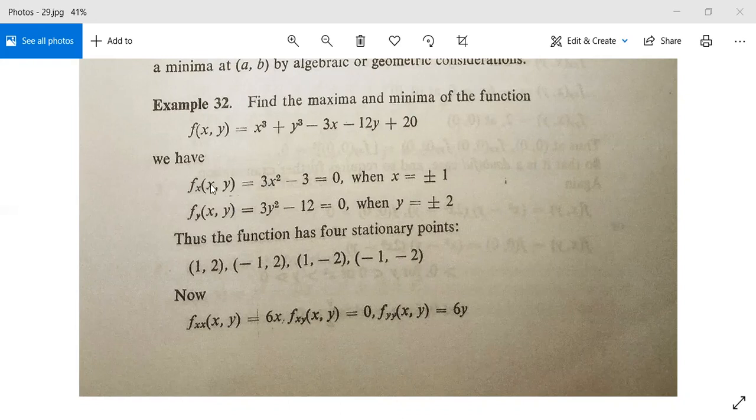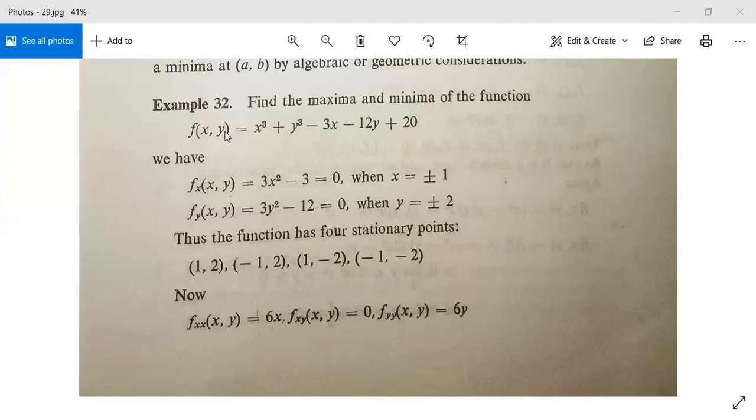This means we have to partially differentiate f(x,y) with respect to x. After differentiation it will be 3x square minus 3, because the derivative of y cube is 0, minus 3 comes from here, and the derivative of the rest is 0. Now equate this to 0, so you will get x square is equal to 1. It means the values of x are plus minus 1.